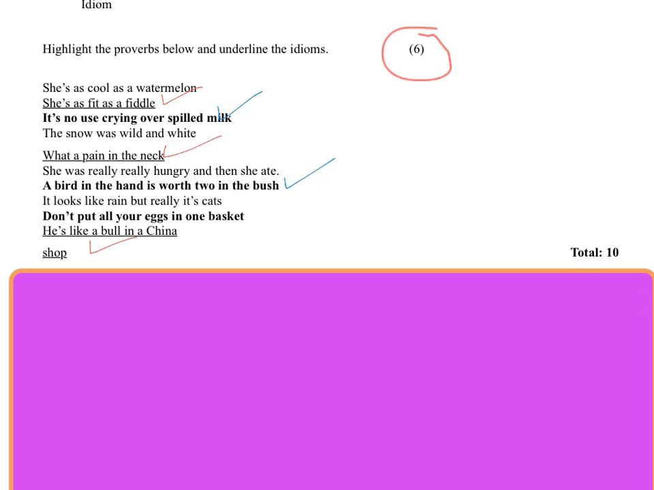Or something that you have is more valuable than something you don't, that there might be more of, but if you don't have it, it's not of value to you. And finally, don't put all your eggs in one basket means don't invest everything in one place. Have a bit of different investments, or invest your time or your energy into different places, not just all in one place. So those were those six marks.